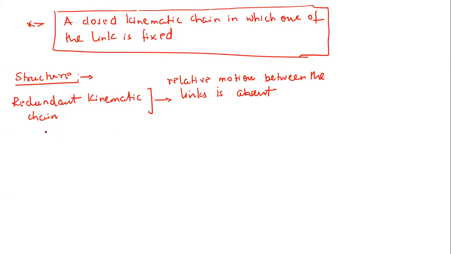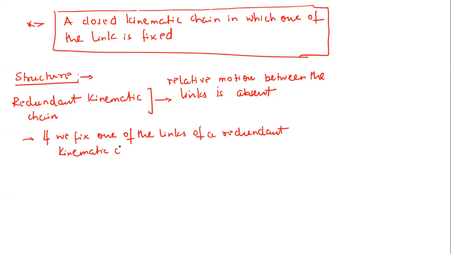And now, if we fix one of the links of a redundant kinematic chain, then it is called a structure. Let me give you an example for this.